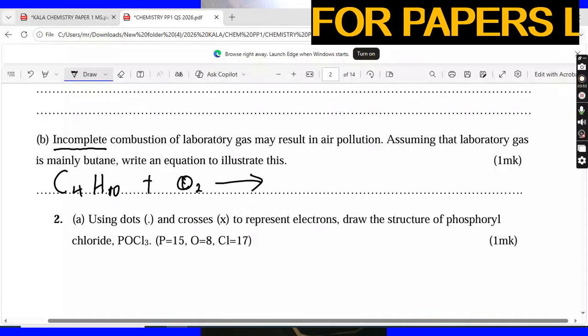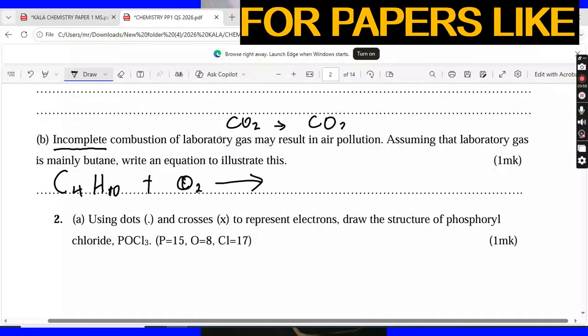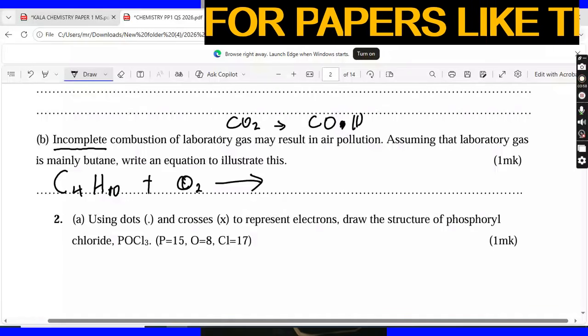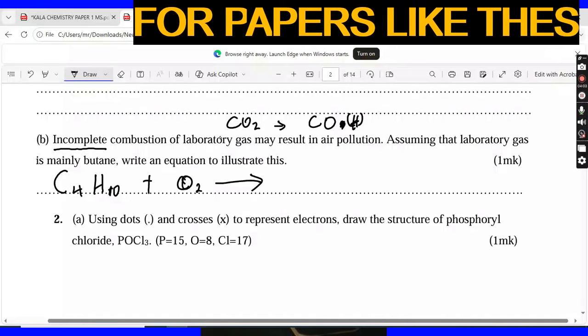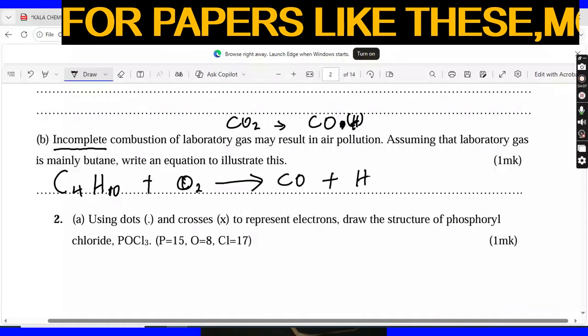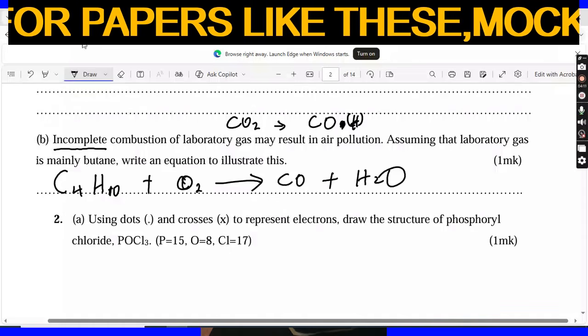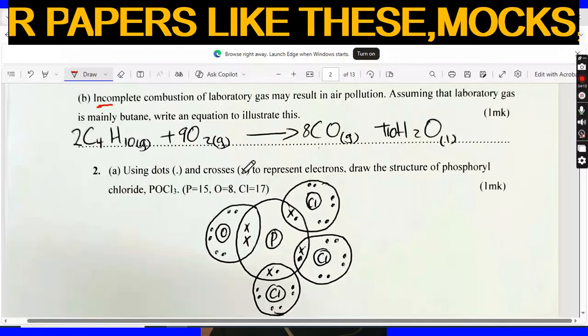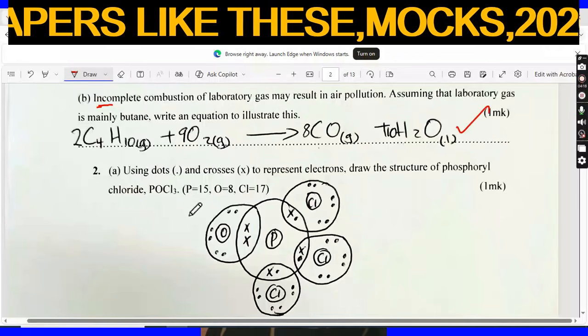Incomplete combustion does not produce carbon dioxide. Instead, it produces CO, carbon monoxide, which is a pollutant. Therefore, it is going to form carbon monoxide plus water. You need to balance the equation to get the complete marks. Therefore, this is the balanced equation to make work easier.